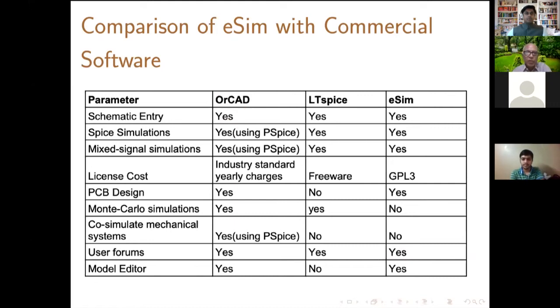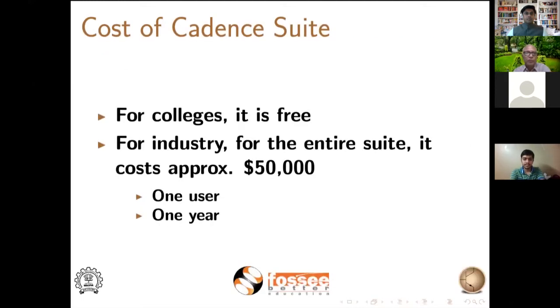I also have some cost comparison. eSim is, of course, absolutely open source. Cost of Cadence suite: for colleges, it is most likely free. But for industry, for the entire suite, it costs approximately $50,000 to $70,000 per year per user. So in other words, it may be free for you in the colleges, but if you go to a company, even if it is a small company, you'll have to pay this.